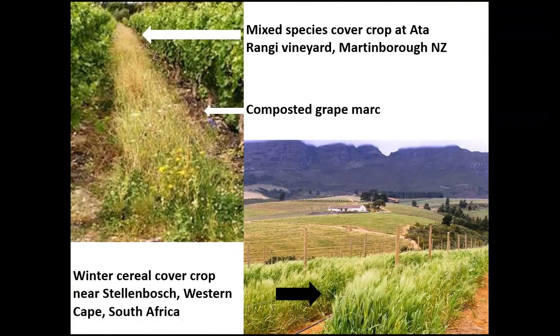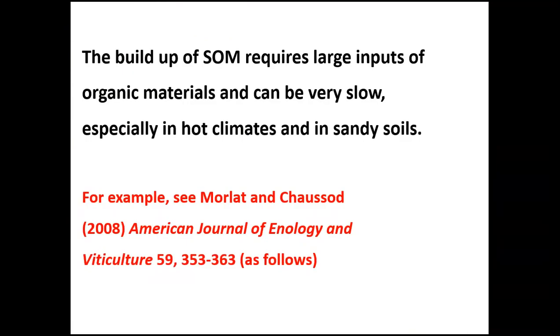I mentioned the mixed species cover crop, which are quite popular in organic vineyards, and this one on the left is at Antarangi in Marlborough, New Zealand, where they have broadleafed plants and grasses and so on, quite a variety of species there. But then another example of a value of a cover crop is in establishing a new vineyard on sloping land, such as in Stellenbosch in the Western Cape, South Africa, where the cover crop can stabilise the soil against erosion when the soil is bare.